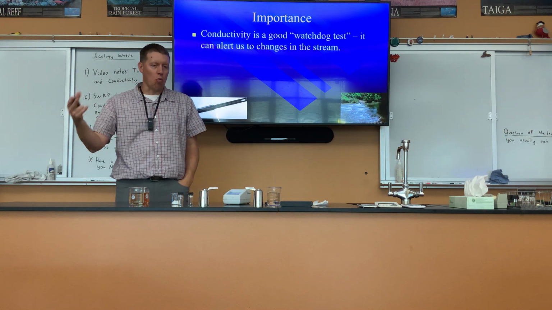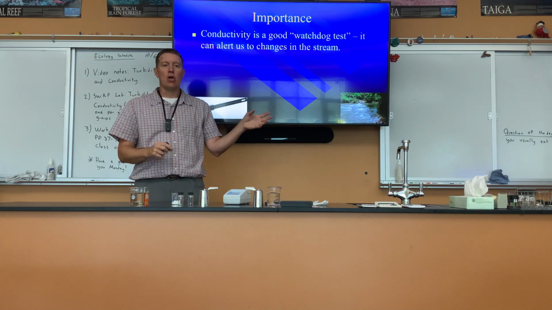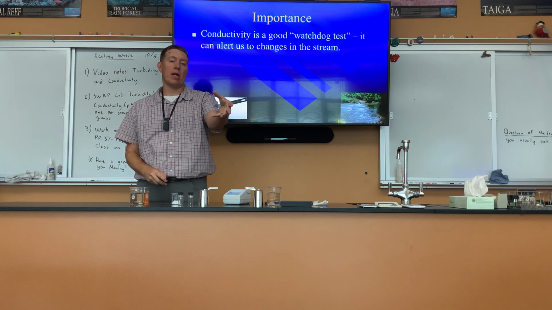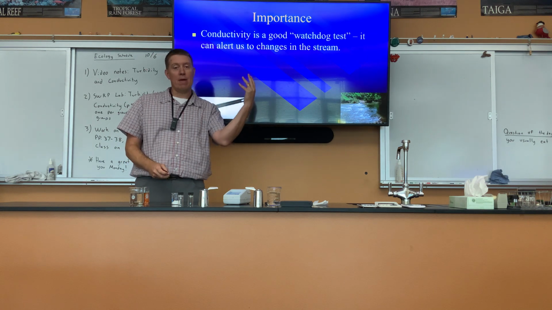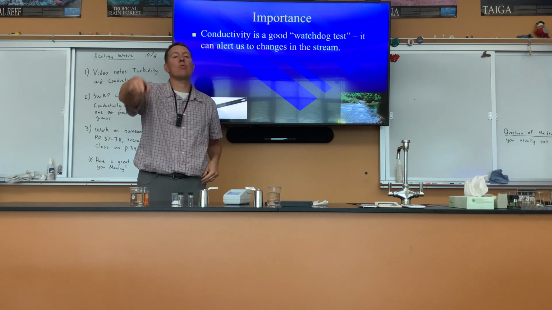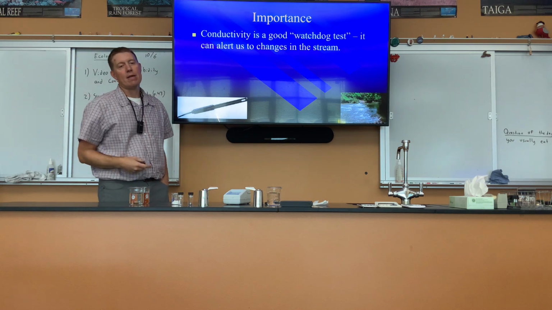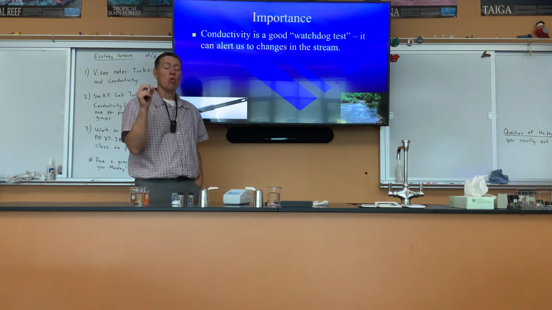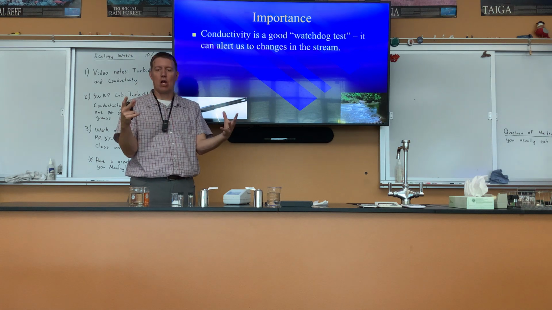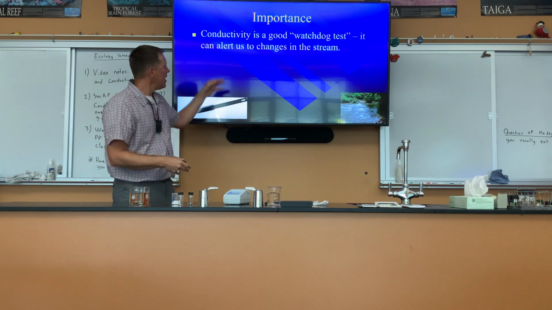This is what we call a watchdog test. It doesn't tell you exactly what the problem is. Right? There could be a high conductivity reading in the water, and it could be from a pesticide that's going in there. Or it could be from a metal. It could be from somebody draining their swimming pool in there, because the swimming pool water getting into the creek, the chlorine in there would cause a high conductivity. It doesn't really tell us what's causing it. It's just a watchdog. It tells us that something is going on, that there's something off in the creek.